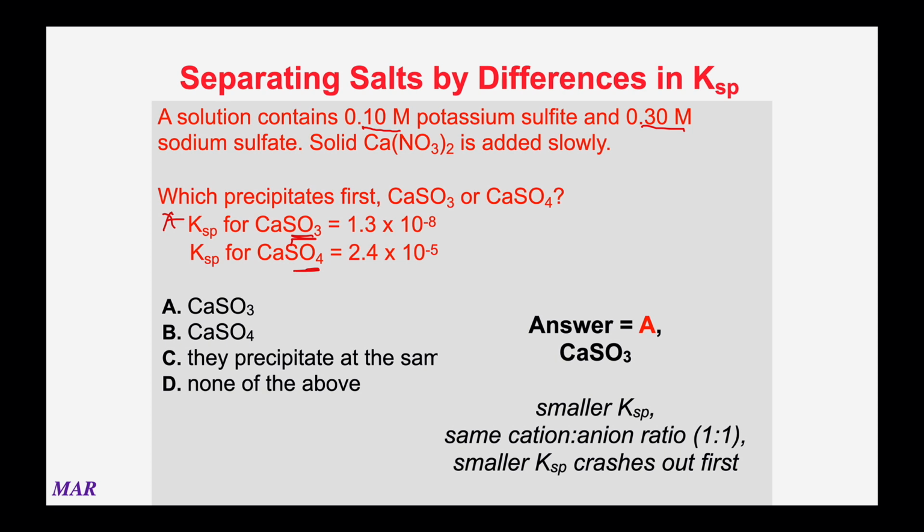You would take 1.3 times 10 to the minus 8 and divide by the sulfite, 0.10. You do the same thing for calcium sulfate, but you take that KSP and divide by 0.30. And you should see that this one is smaller than the other one. Again, that 10 to the minus 8th versus 10 to the minus 5 makes a big deal.